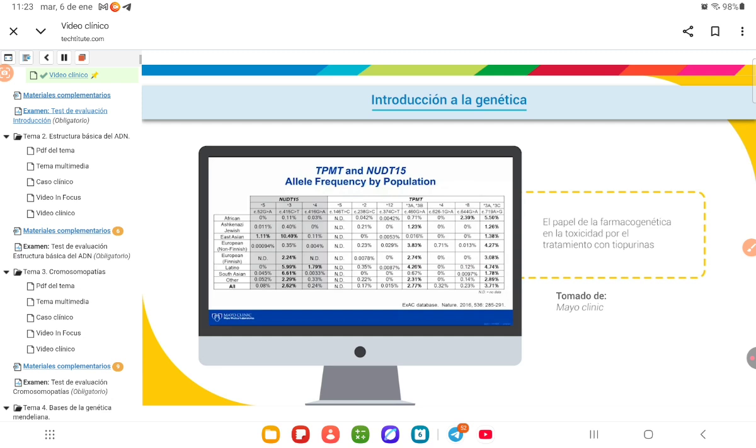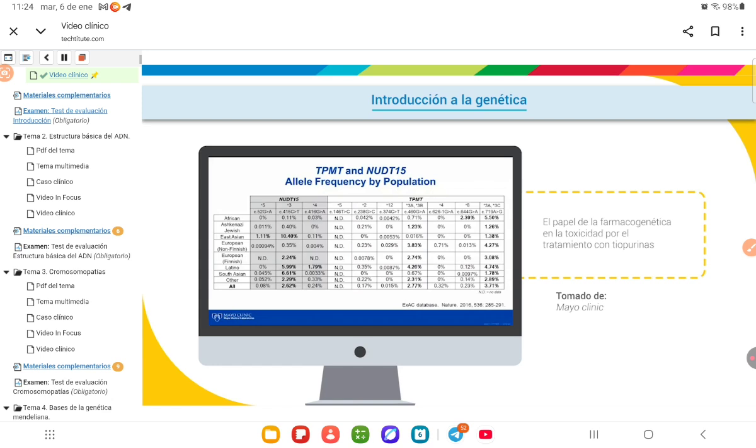NUDT15 variants are on the left in the gray boxes, while TPMT variants are on the right in the white boxes for comparison. As you can see, the TPMT star 3 variants that are included in the assays offered by most laboratories and are included in the current clinical guidelines have a frequency that ranges from less than 1% to about 5%, depending on the population, with an overall frequency in the 2 to 4% range. The NUDT15 star 3 allele has a frequency over 10% in the East Asian population, around 6% in the Latino and South Asian populations, and an overall frequency in the 2 to 3% range.